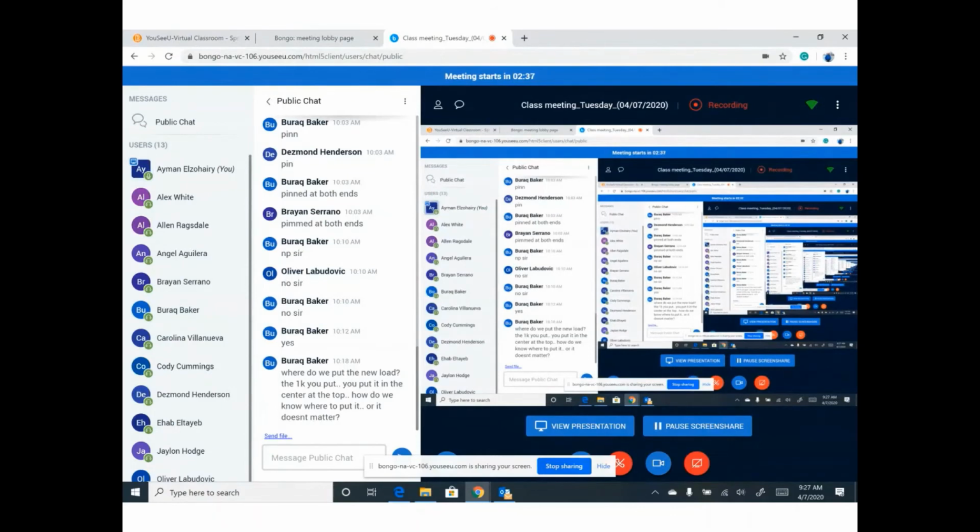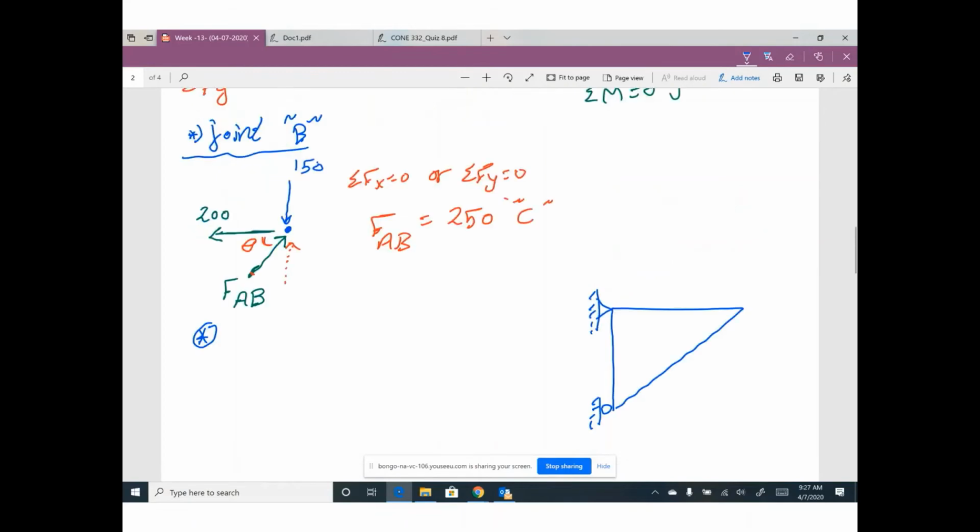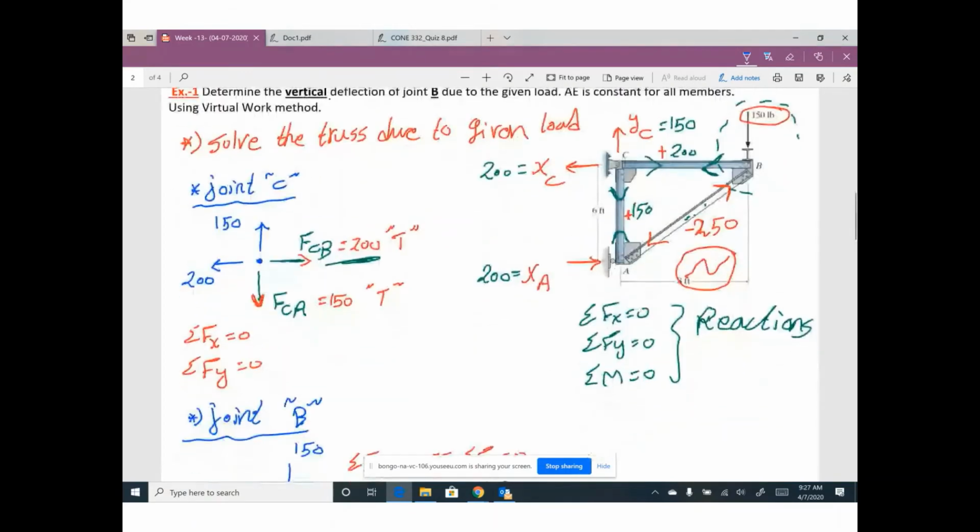Second step. We need to remove all the external load. Any given load, please go ahead and remove it. Here is the truss. Please remove any given load, so I will remove 150. And go ahead and put a unit load.